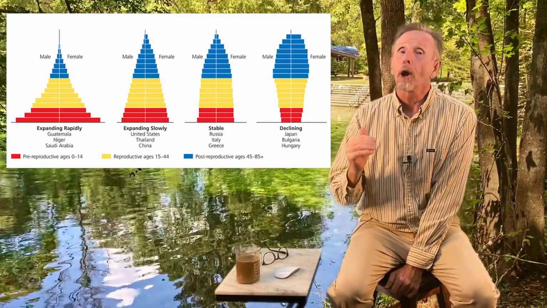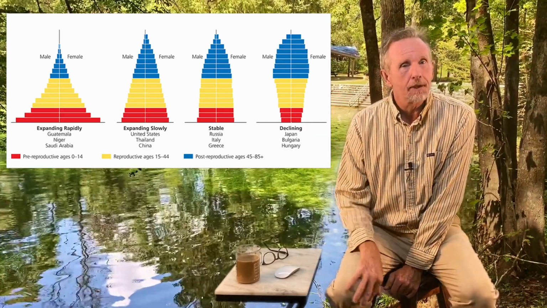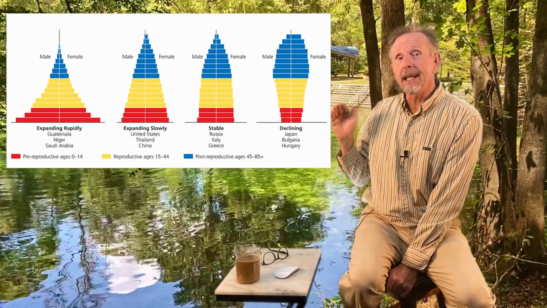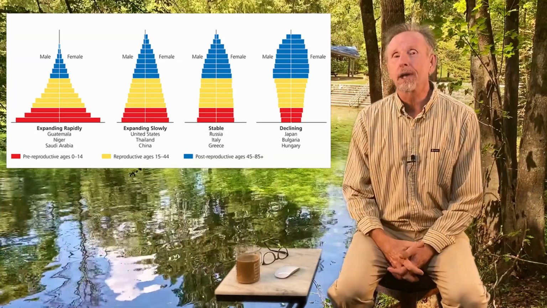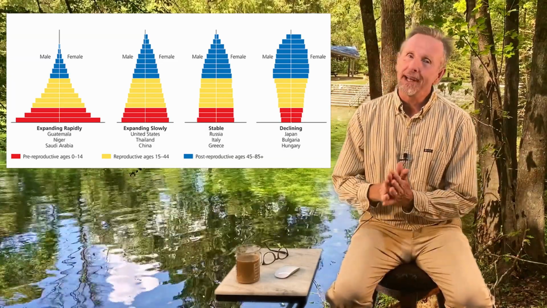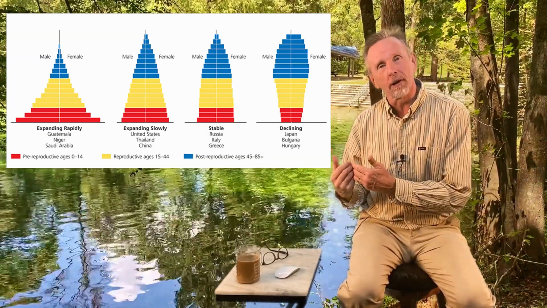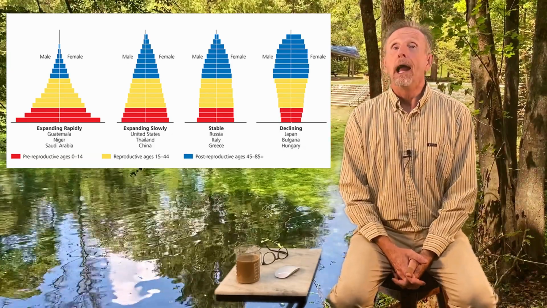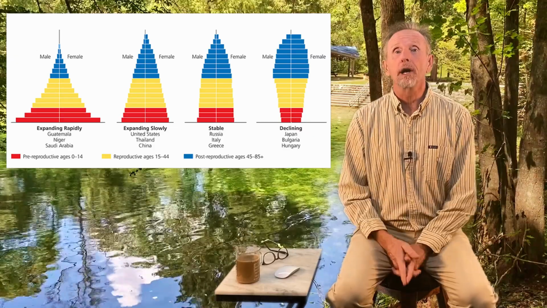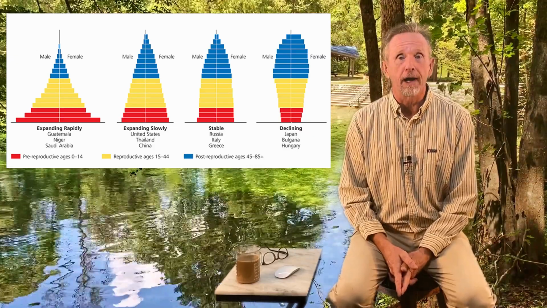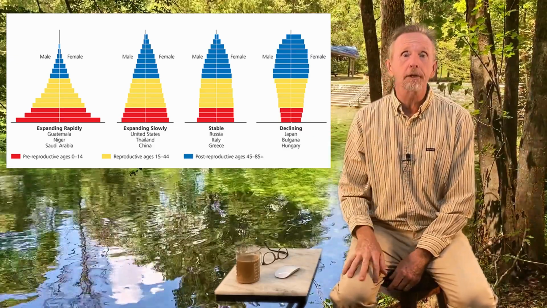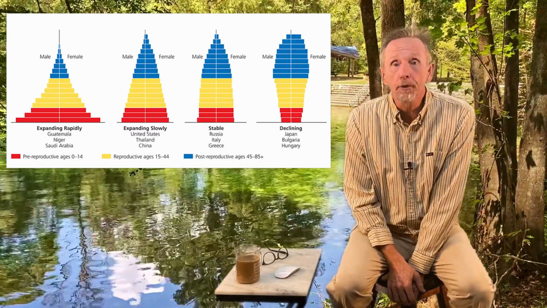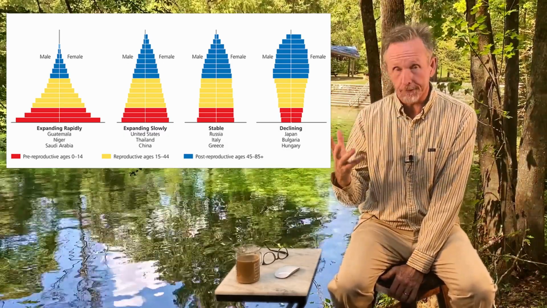So prior to the age of 14, people can't really reproduce. Between the ages of 15 and 44 are the reproductive years. Now, 15 is a little early, 44 is a little late, but those are the parameters we look at. And then post-reproductive age is over the age of 45. So red is pre-reproductive, yellow is the reproductive ages, and blue is post-reproductive.